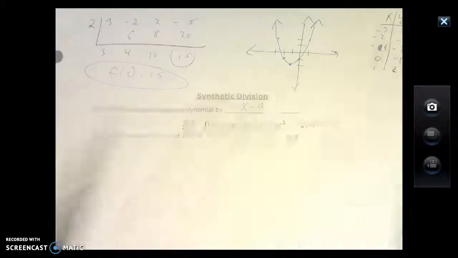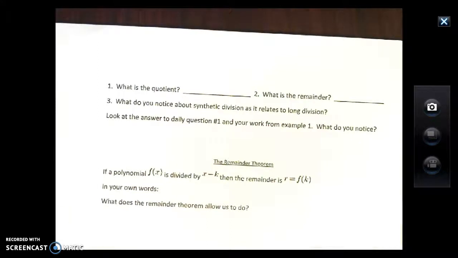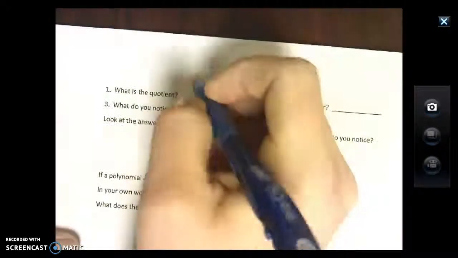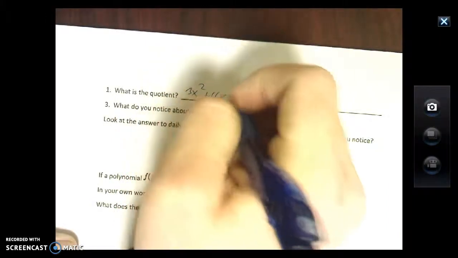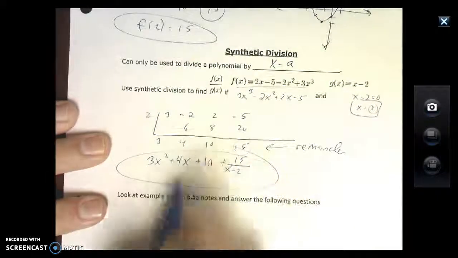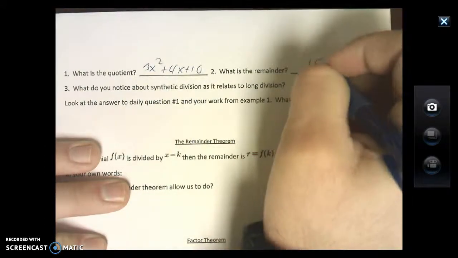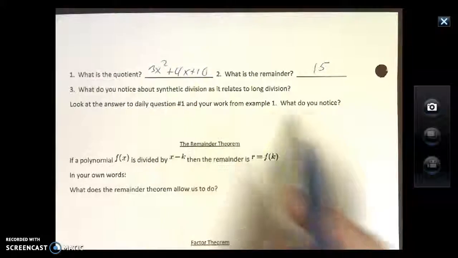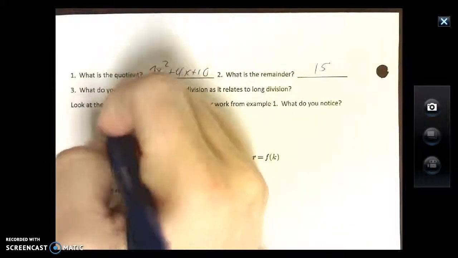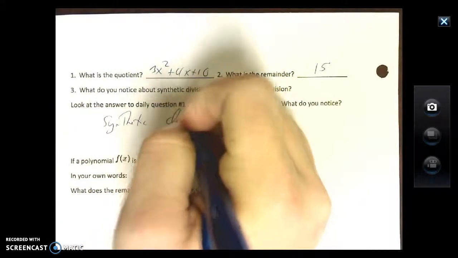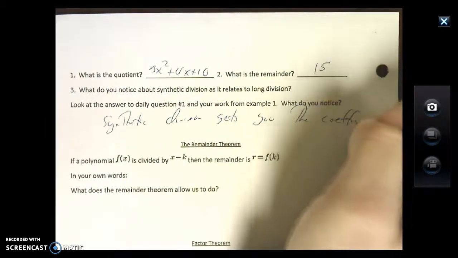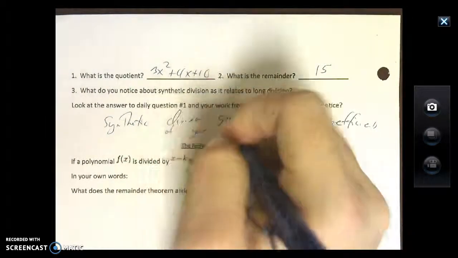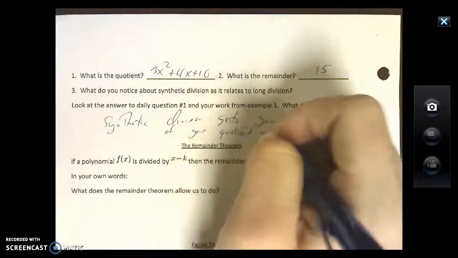All right, so let's flip to our back. The quotient is what we had for our answer, which is our 3x squared plus 4x plus 10. Where am I getting that from? The quotient is what's right here, my answer. And the remainder is the last thing, the 15. What do you notice? Well, they work hand in hand together. So synthetic division gets you the coefficients of your quotient and remainder.